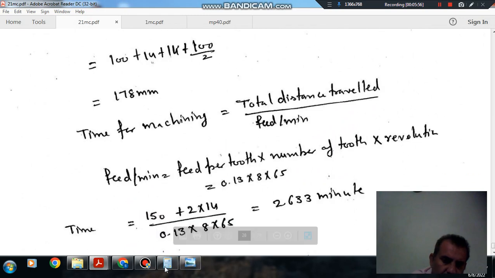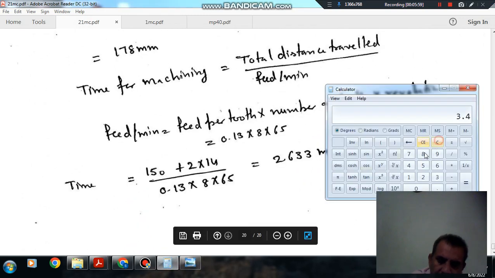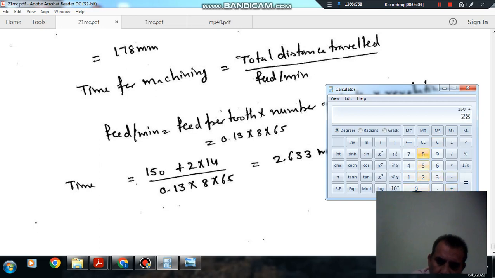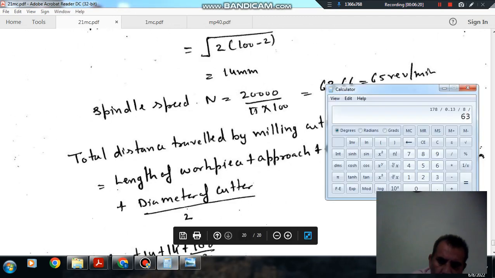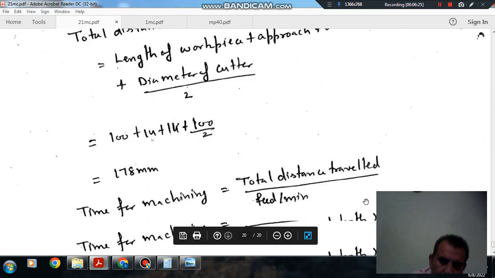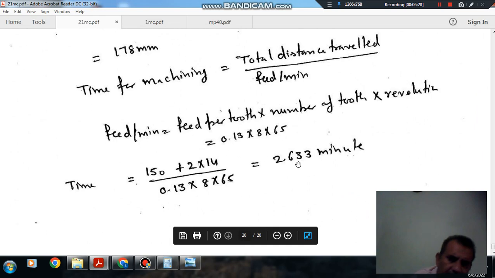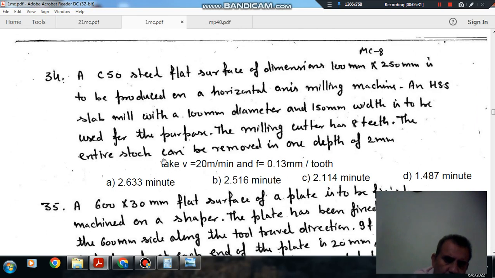If we use that same data, that is 63.66, then we calculate this answer as, let us calculate 150 plus 28 divided by 0.13 divided by 8 divided by 63.66. So that will be 2.688. So that hardly makes a difference. So because other options are far away, so answer is option A.